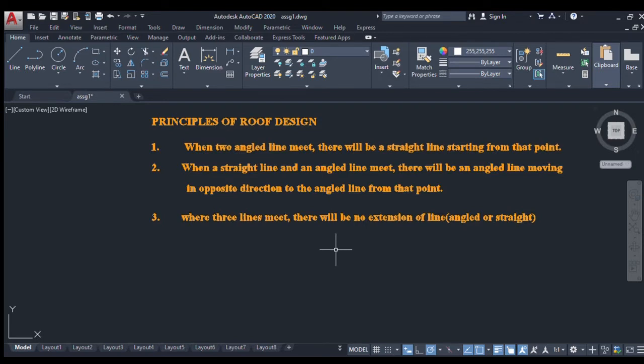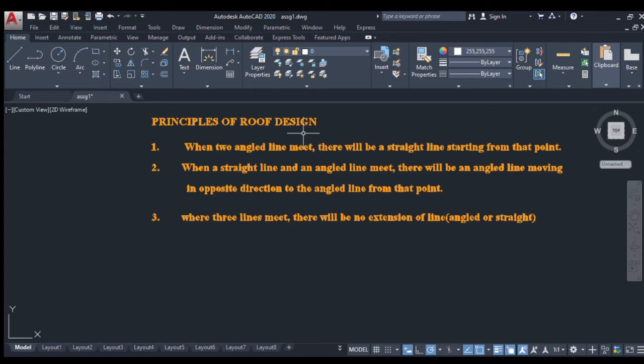Welcome to today's video. We will be looking at the three principles of roof design. I had a problem when I was still learning how to design a roof in AutoCAD, or when you're drawing manually with a pencil on paper. I had a problem being that I didn't know the principles of roof design. So today I'll be taking you through the principles of roof design.